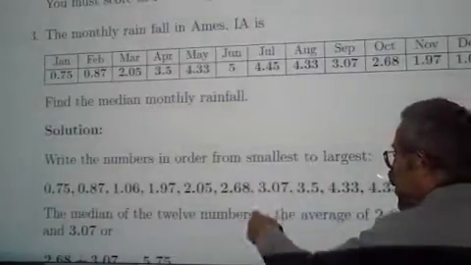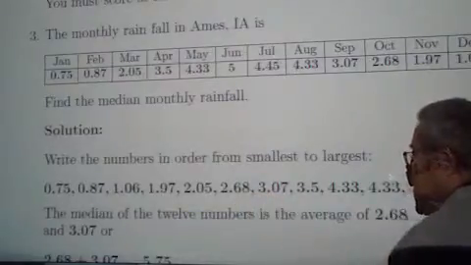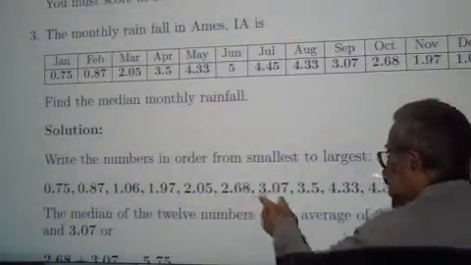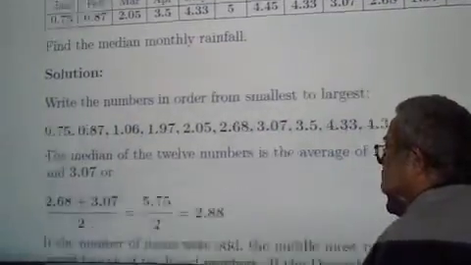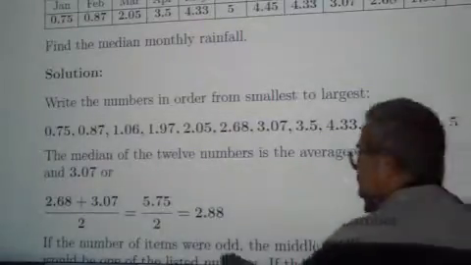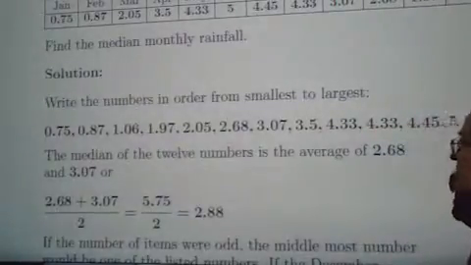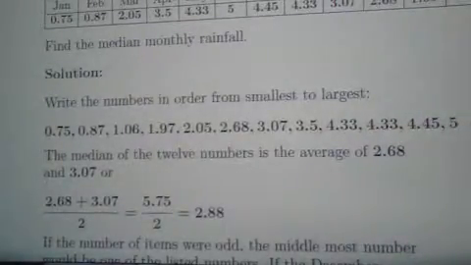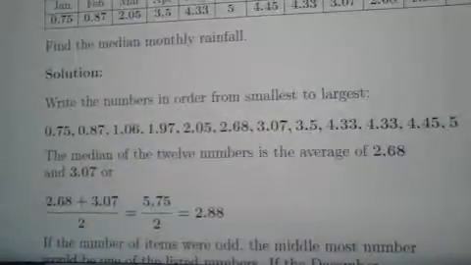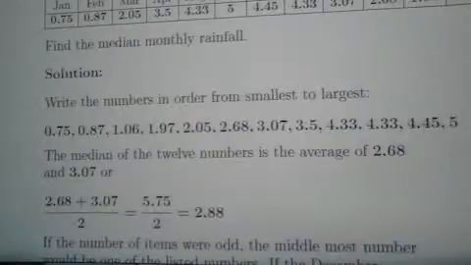There is no middlemost number, but there are two numbers which are exactly in the middle, these two. So here we say the median is the average of the two middlemost numbers. The median of the 12 numbers is the average of these two, which gives you about 2.88. So the median rainfall in Ames, Iowa over that particular year was 2.88 inches per month.